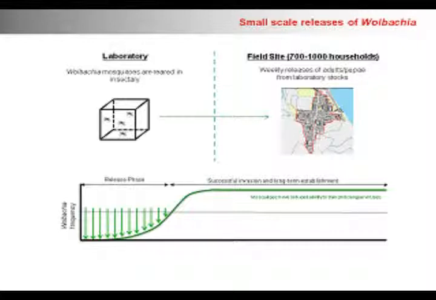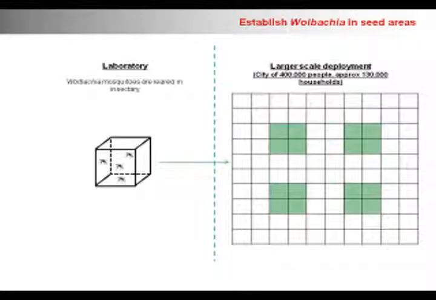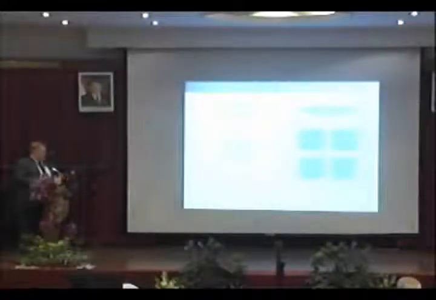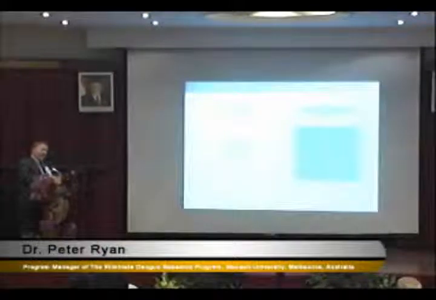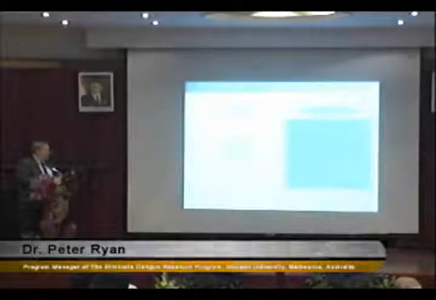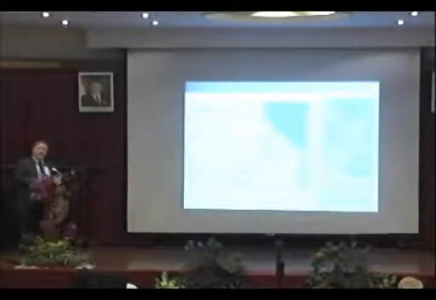Next slide. So you can imagine a city that's made up of a series of blocks or houses. Can we release mosquitoes from the laboratory into these smaller areas, and will mosquitoes spread into nearby areas and carry Wolbachia with them? That's what we aim to test. And so we'd like to be able to deploy on a small scale, but on a large city, and hopefully Wolbachia will then protect all the mosquitoes in that city from virus. Next slide. So we're currently doing this in Cairns.